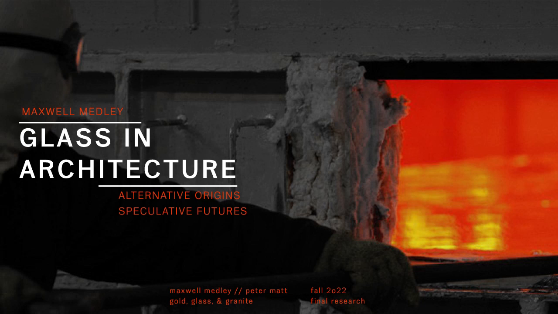Glass and architecture, alternative origins and speculative futures. The material of glass, as we know it today, is changing. It can be derived from strange new sources, and it can also be created into products nearly unrecognizable from the building envelopes you are used to.